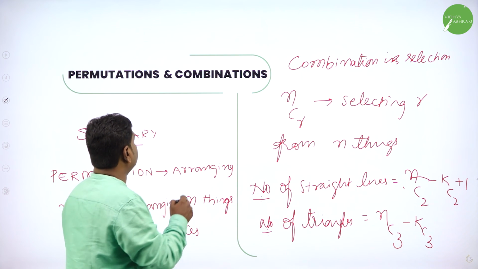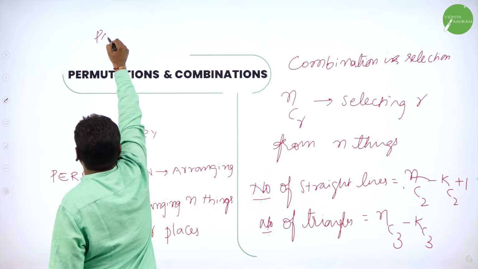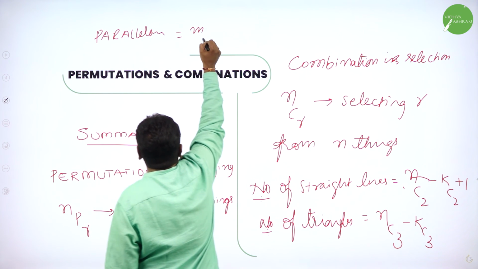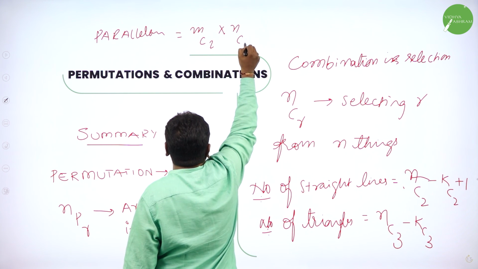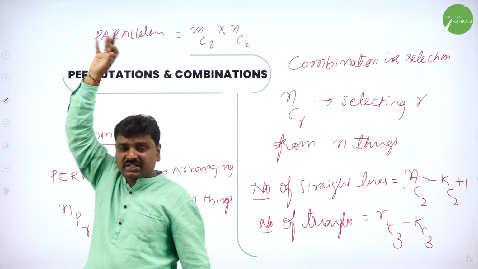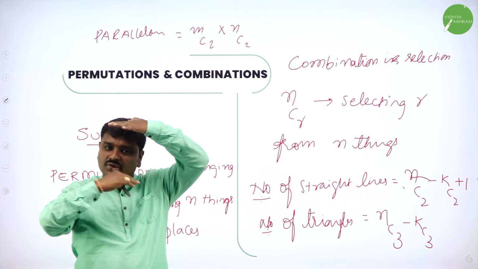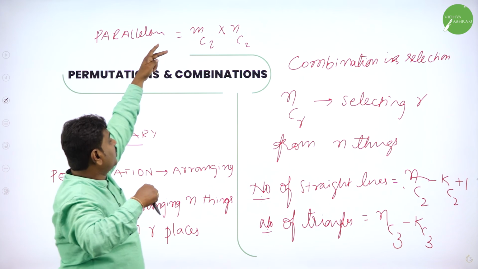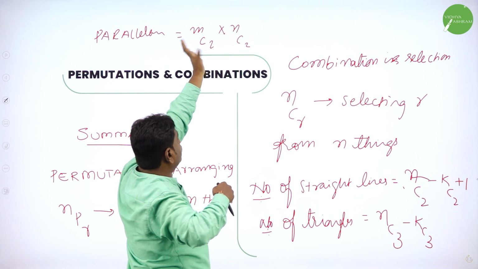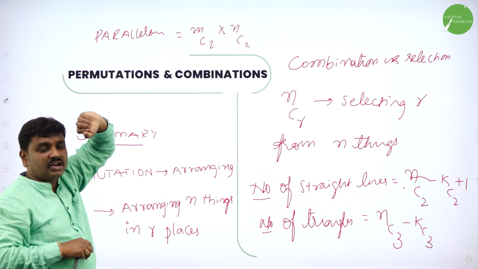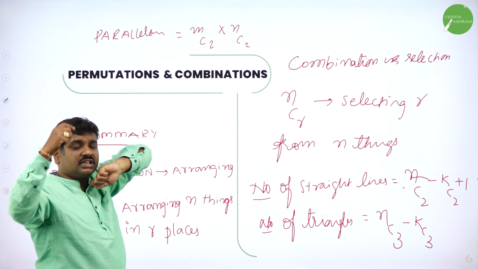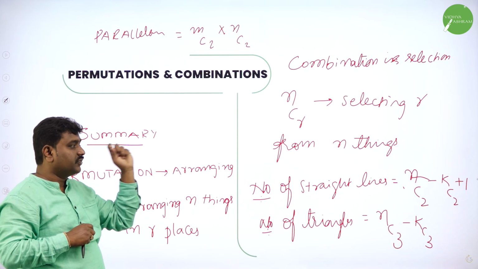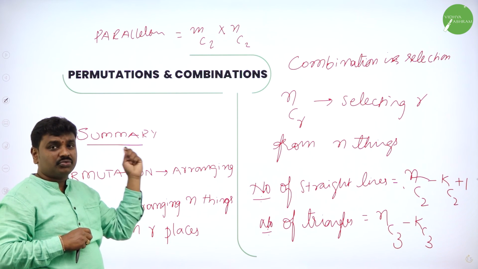And parallelograms. In today's class, we learned parallelograms. How many parallelograms can you form from 2 sets? mC2 into nC2. m is one set of parallel lines, n is the other set of parallel lines. So in one set, I should select 2. In the other set, I should select 2 and combine. That's why out of m, select 2, out of n, select 2, the product. This gives the number of parallelograms from m parallel lines in one set and n parallel lines in the other set. So these are the basics required for the problems we have done today.